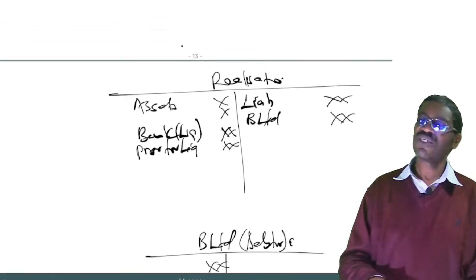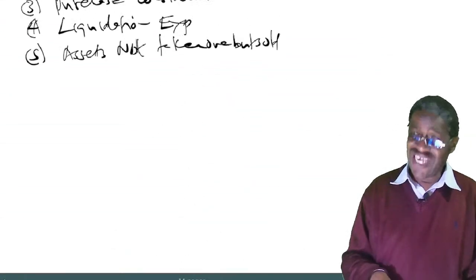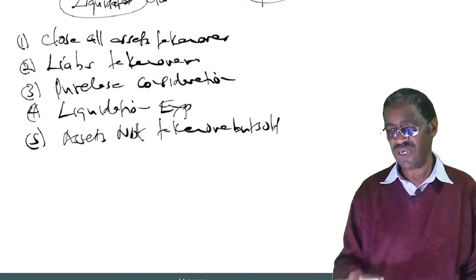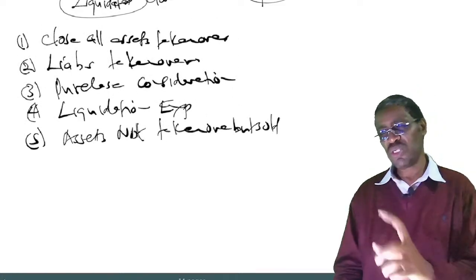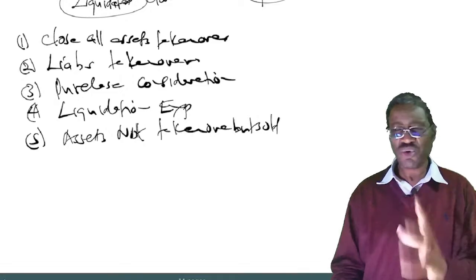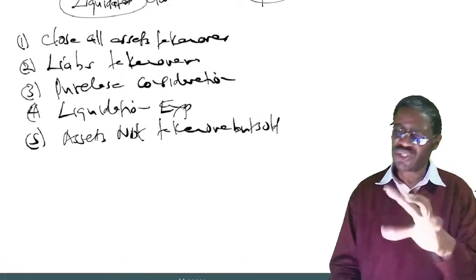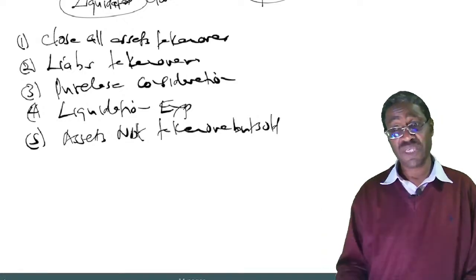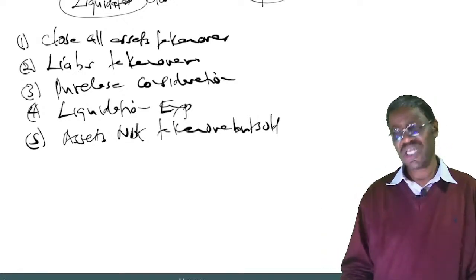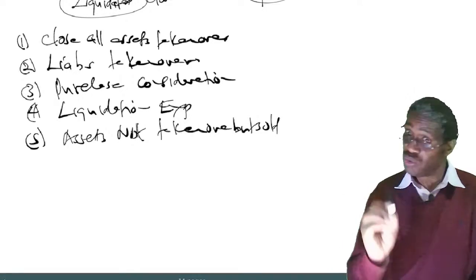That was our entry number 5, with any assets not taken over but sold by the selling company. Remember, when we have questions, not many have such an item, but one or two may have that, in case an asset is sold by you, the selling company.